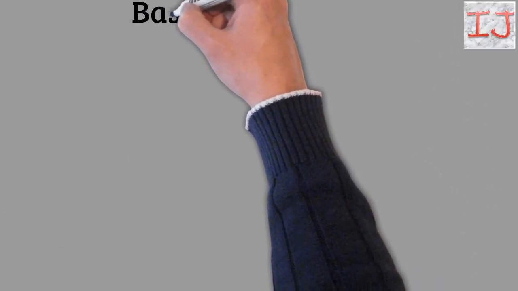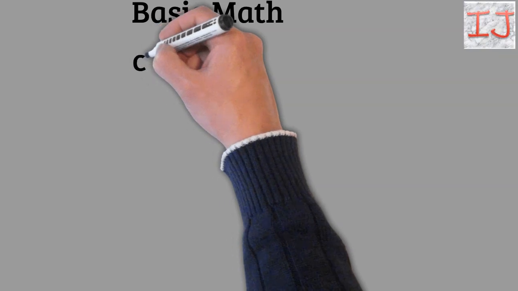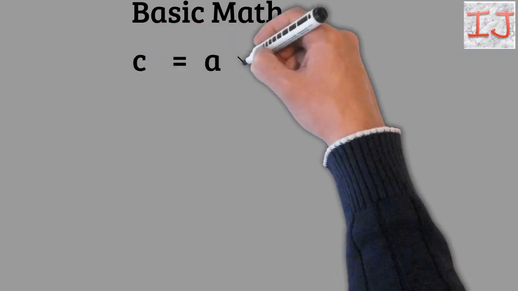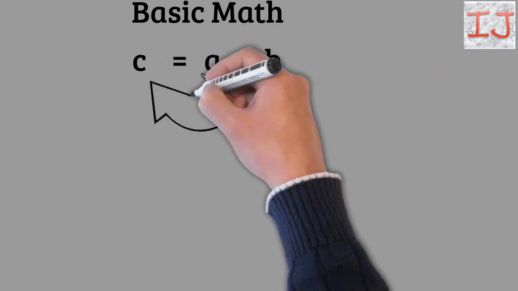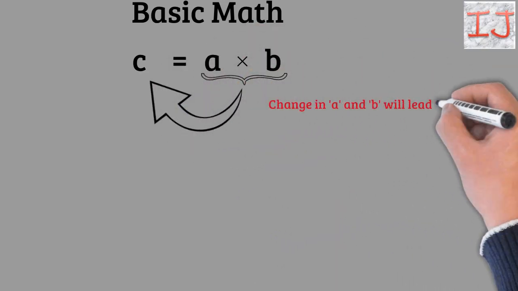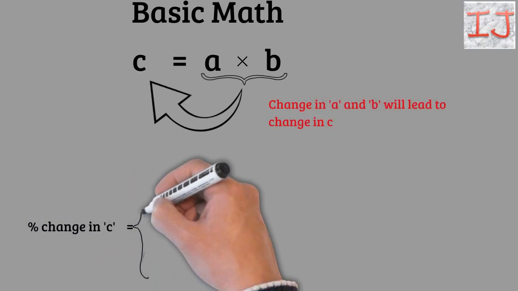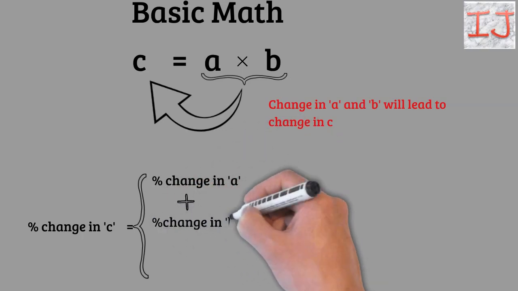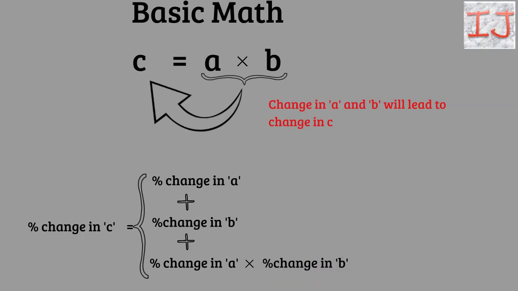Before proceeding further, let us brush up basic mathematics from our school time. If a number, say C, is equal to product of two numbers, say A and B, then any percentage change in A and B will lead to change in C. That percentage change in C will be equal to percentage change in A plus percentage change in B plus product of percentage change in A and percentage change in B.